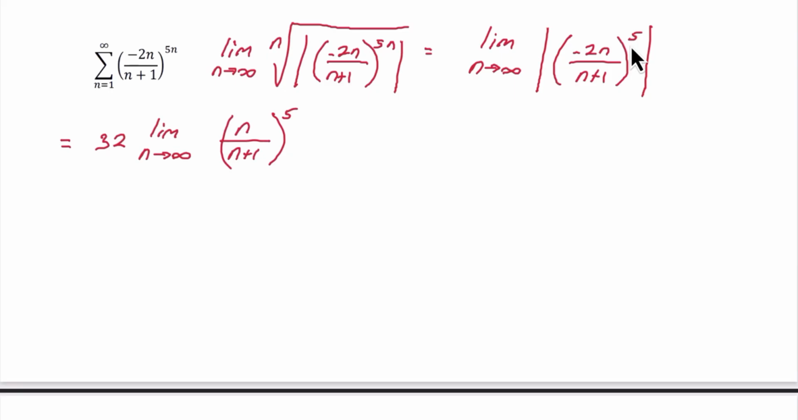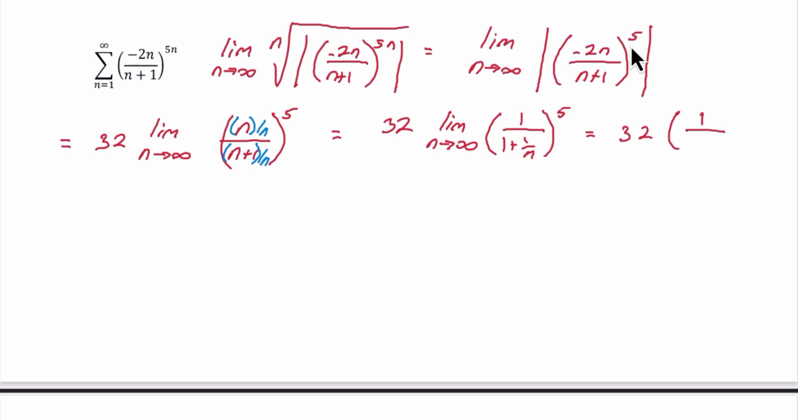Next, let's divide the denominator by n and the numerator by n. We have 32 times the limit. In the numerator we get 1, in the denominator we get 1 plus 1 over n. All of that is to the 5th. Now evaluating the limit, we get 32 times 1 over (1 plus 0) to the 5th, which is 32.